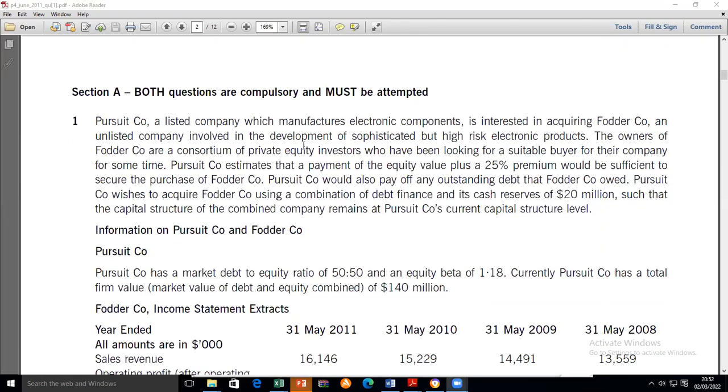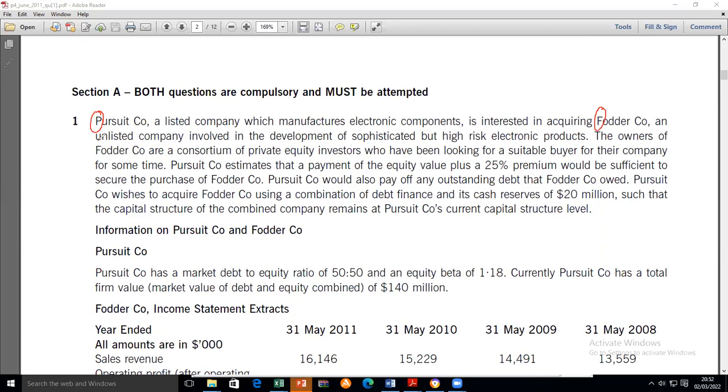So here's the question. Let's run through the question together. I know you read through the question, but when we read it again together as a team, we'll be able to point out a few things. We'll refer to this as P. P company is a listed company which manufactures electronic components, and is interested in acquiring Fodder, or F. So the company to be acquired we'll be referring to as F, an unlisted company.